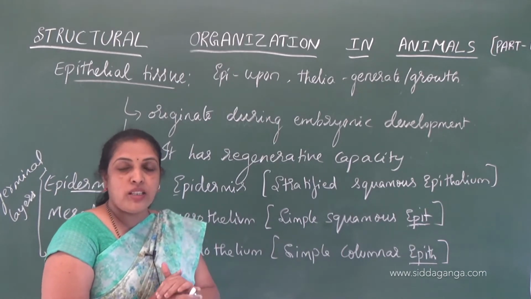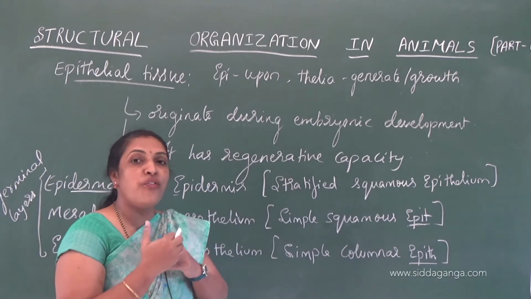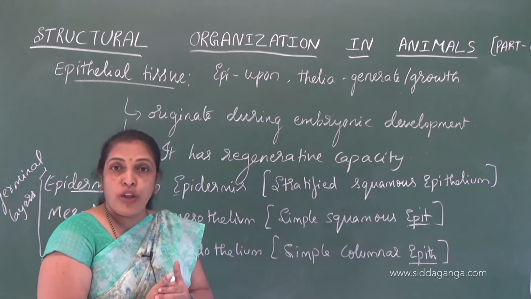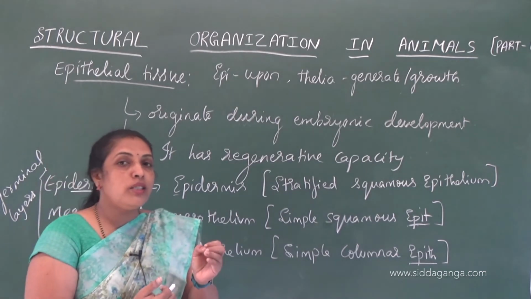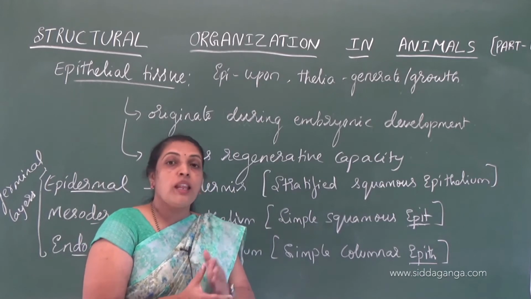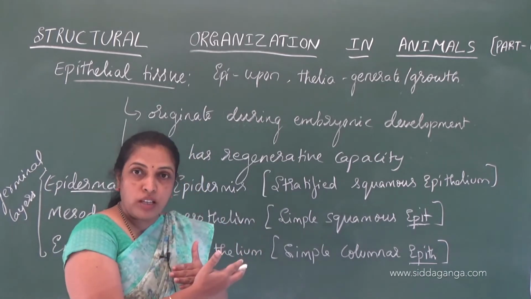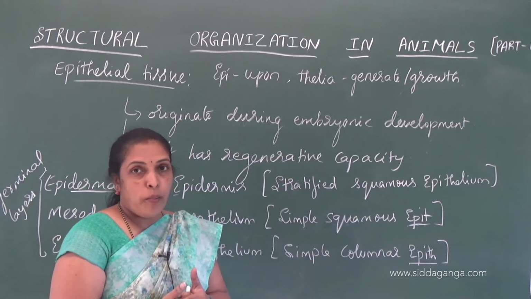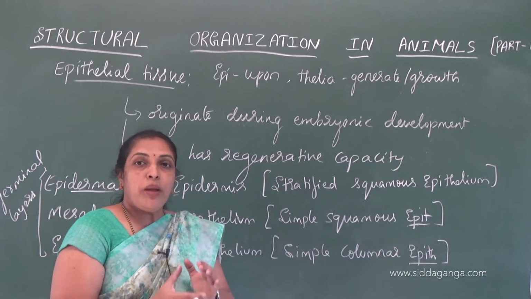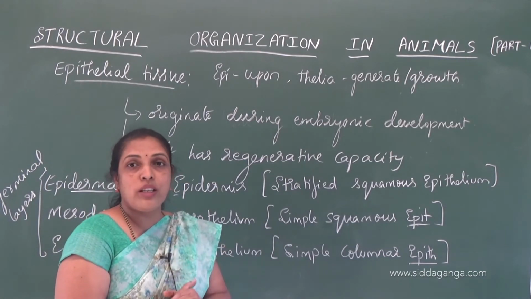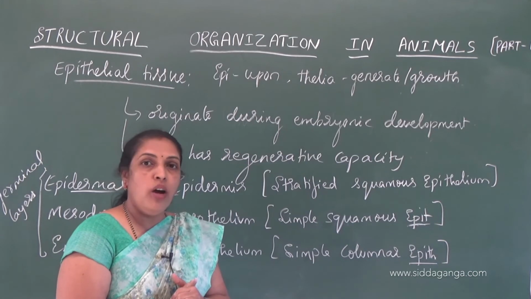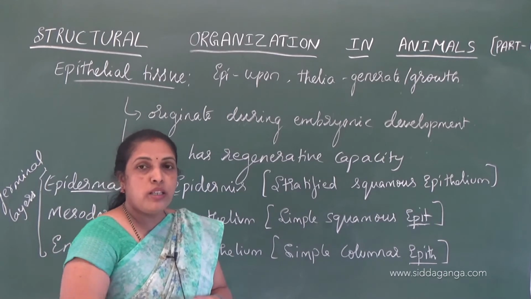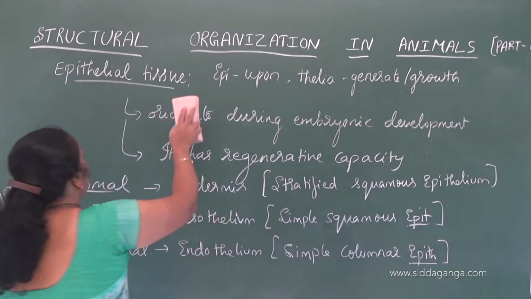And this epithelium is having a free surface. That free surface may either face the surrounding environment or internally face body fluids. By that it mainly helps in covering and also lining of some organs in our body. By doing that it gives protection to our body. So let us move on to the classification of epithelial tissue.